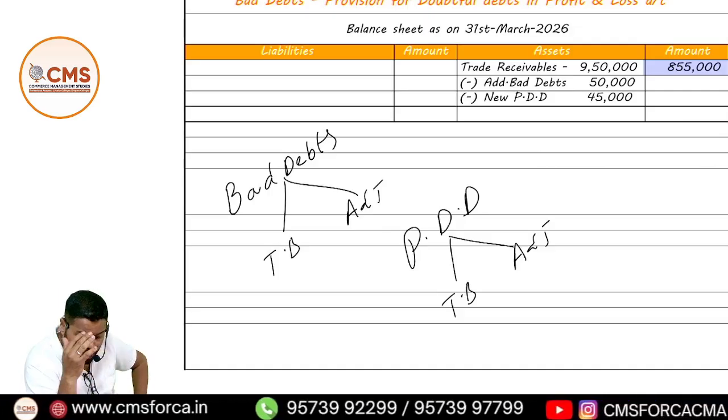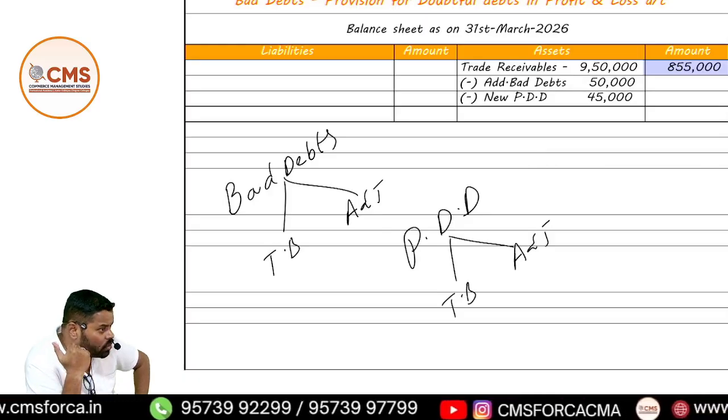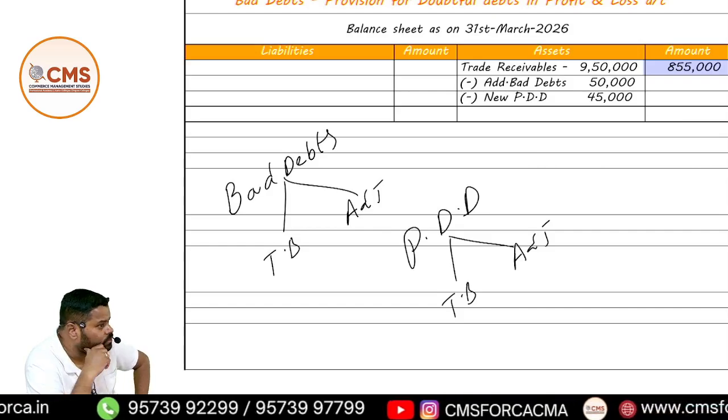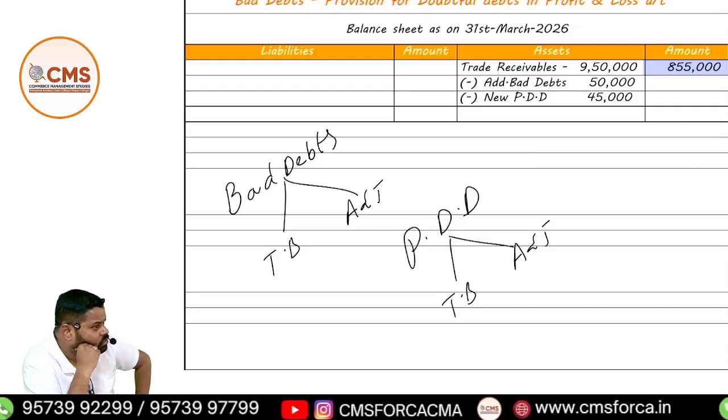8 lakh 50, from where did you start? 9 lakhs 50,000 to 8 lakh 55,000. Almost 95,000 is gone there. Are you sure that you will get 8 lakh 55,000?